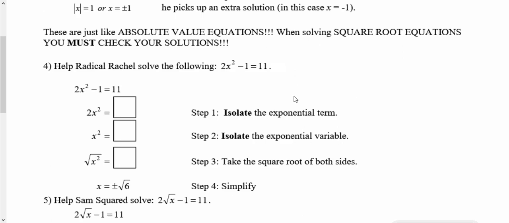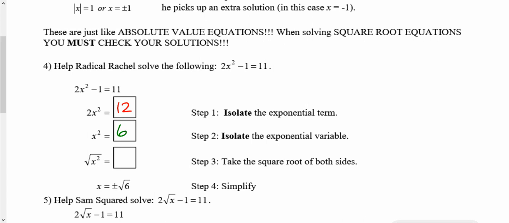So here's another quadratic. 2x squared minus 1 equals 11. And we're supposed to help Rachel radical solve this one. So the first thing I want to do is to isolate the term with the exponent. So to do that, I'm going to start out by adding 1 to both sides. On the right, that would give me 2x squared equals 12. Now I have to get rid of the 2 to get the squared by itself. So if I divide both sides of the equation by 2, I wind up with x squared equals 6.